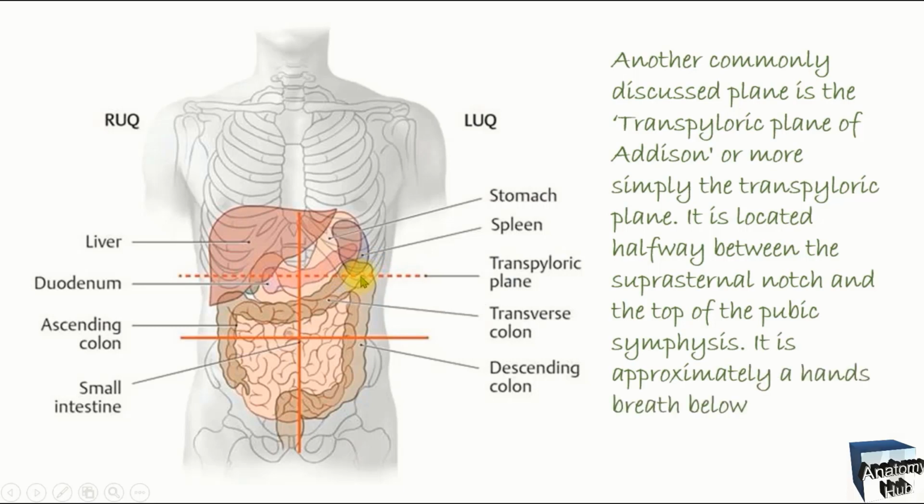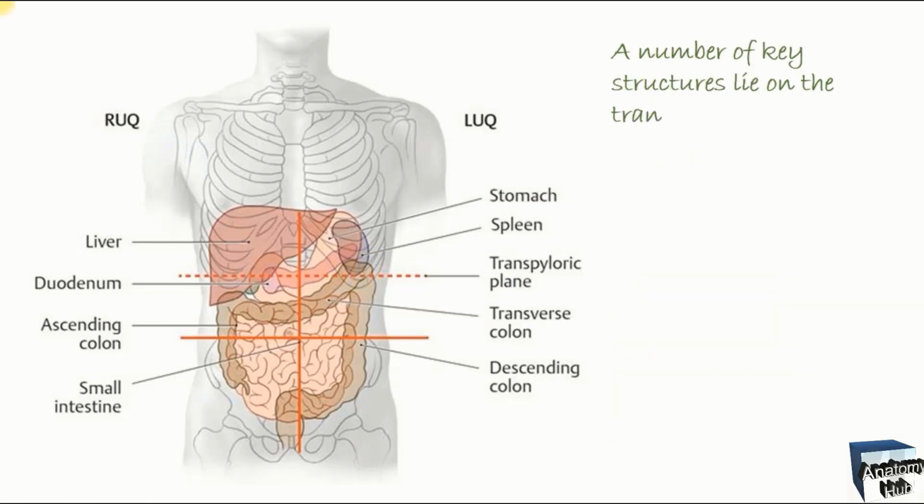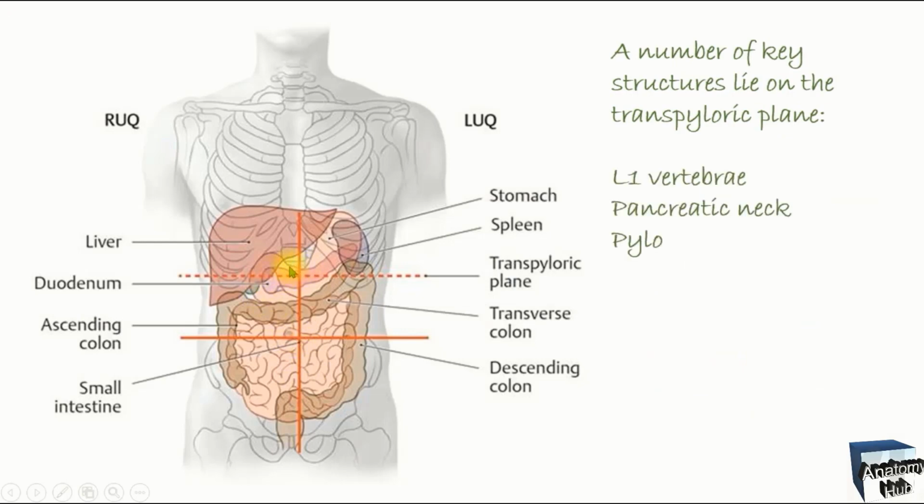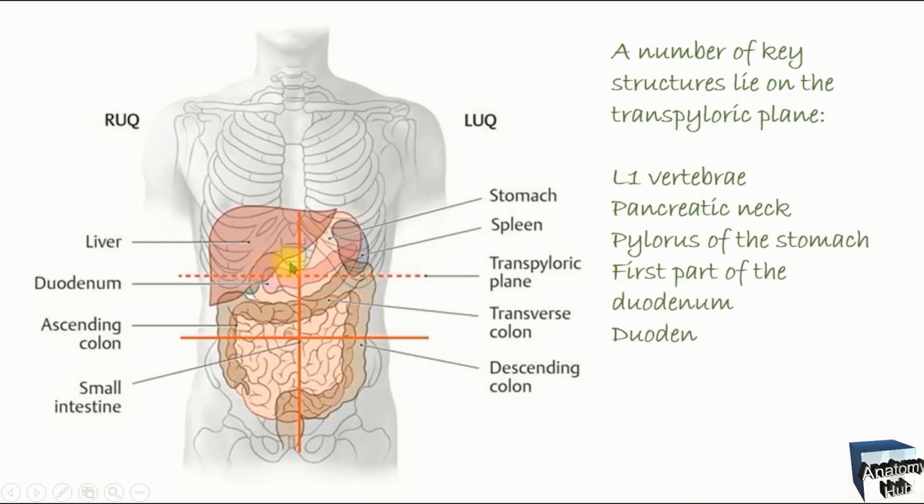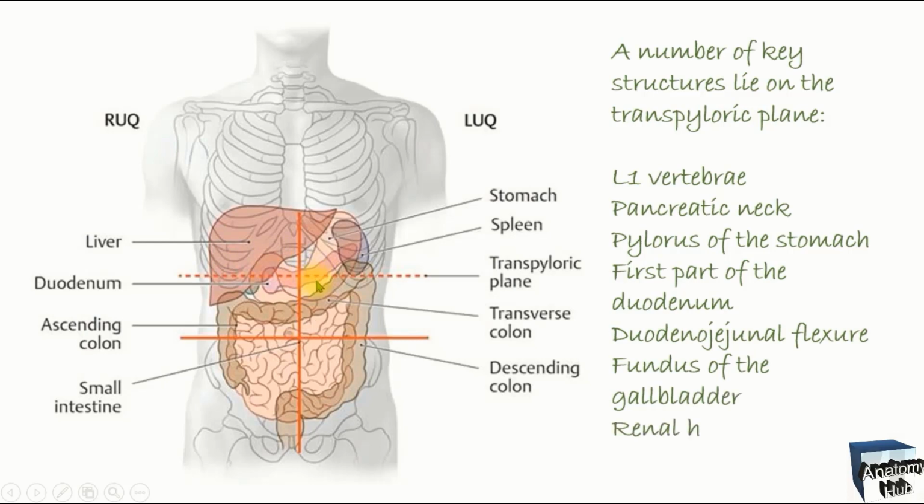So these lie on the transpyloric plane, that is the L1 vertebra: pancreatic neck, pylorus of the stomach, first part of the duodenum, the duodenojejunal flexure that you find over here, and the fundus of the gallbladder and the renal hilum, or you can say the hilum of the kidney.